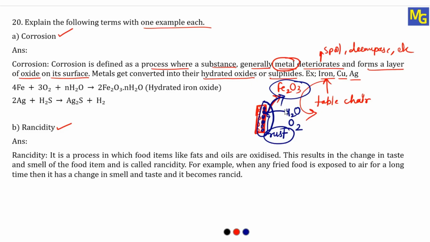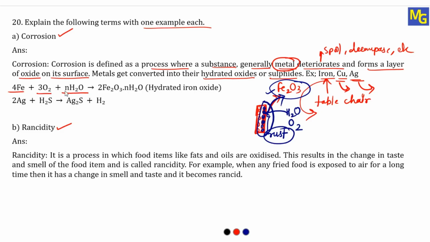So this process I have explained with iron, but you can see the same process with other metals like copper, silver, etc. Copper also forms copper sulfide, silver also forms silver sulfide, etc. So see here the example which I am explaining: iron plus oxygen plus water vapors.